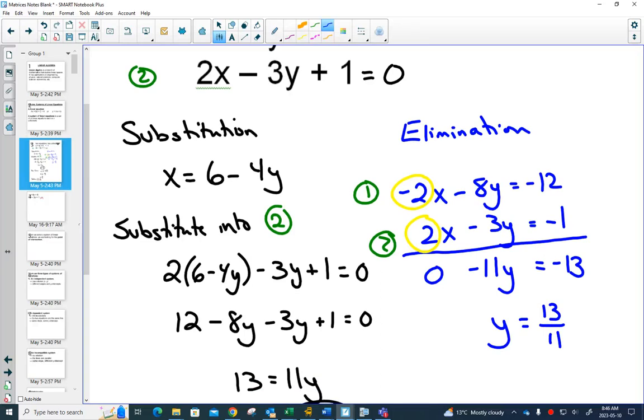You divide both sides by negative 11, the negatives simplify, and we get 13 over 11 again. Then from here, you would do the same thing. Once you get y, you plug it into either equation 1 or equation 2 and solve for x. Sometimes the elimination technique is really nice, because look how much less math it felt like we had to do. Something canceled out right away.